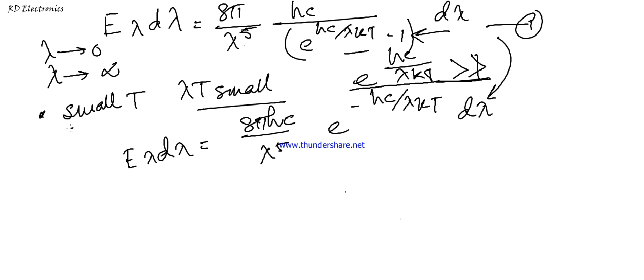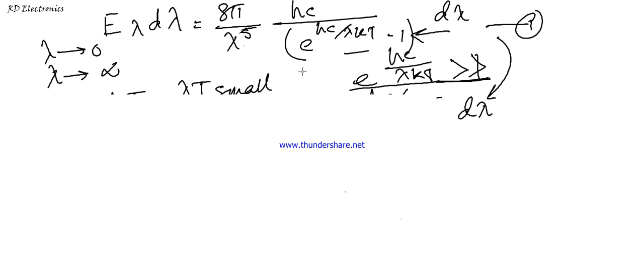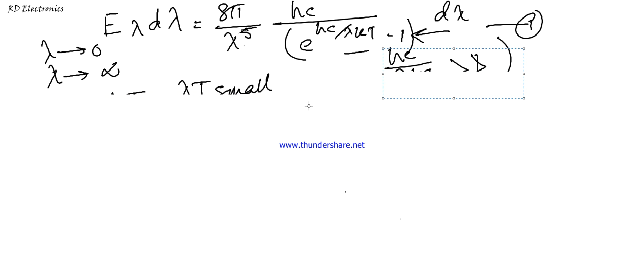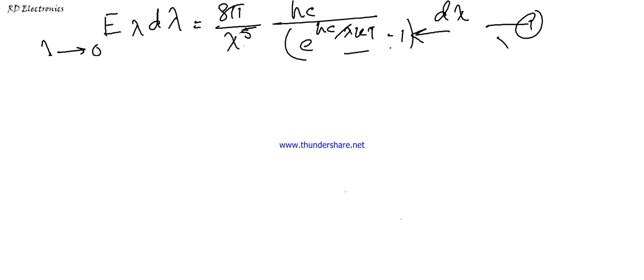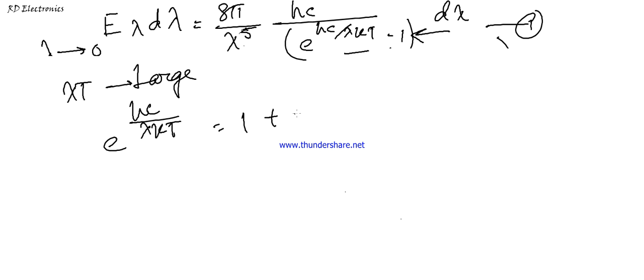Putting the condition that e to the power hc by lambda kT is very much greater than 1 in this equation, we get Wien's law from equation 1. So the condition is a very small temperature: Planck's radiation formula is converted to Wien's law. Now, what is the second condition? The second condition is for a very large temperature, where lambda T is very large. Then e to the power hc by lambda kT is expressed by 1 plus hc by lambda kT.